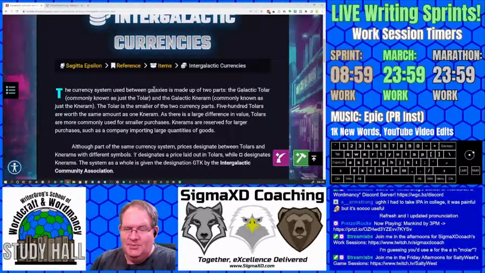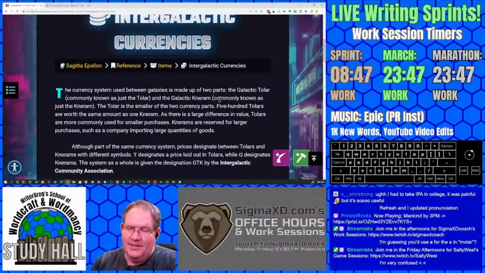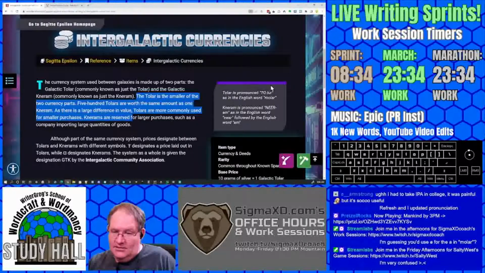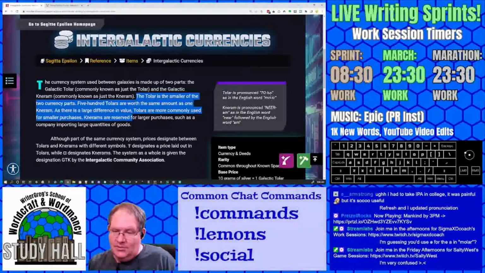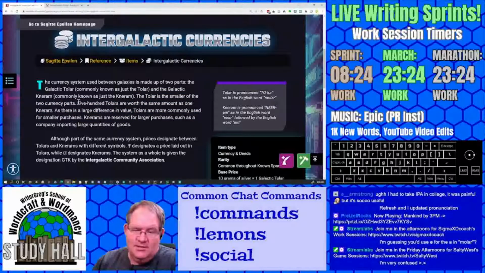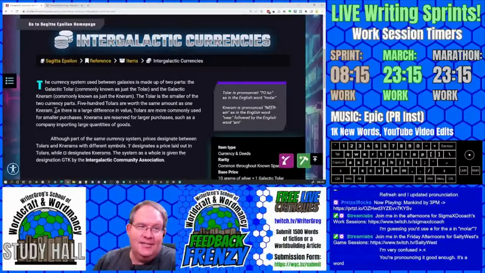The currency system used between galaxies is made up of two parts: the galactic toller, commonly known as the toller, and the galactic Niram, commonly known as Niram. I'm very confused. Yeah, sorry. The toller, am I already mispronouncing it? Toller. Yeah, toller. The toller is the smaller of the two currency parts. 500 tollers are worth the same amount as one Niram. Niram. Okay. You're pronouncing it good enough. It's a word.